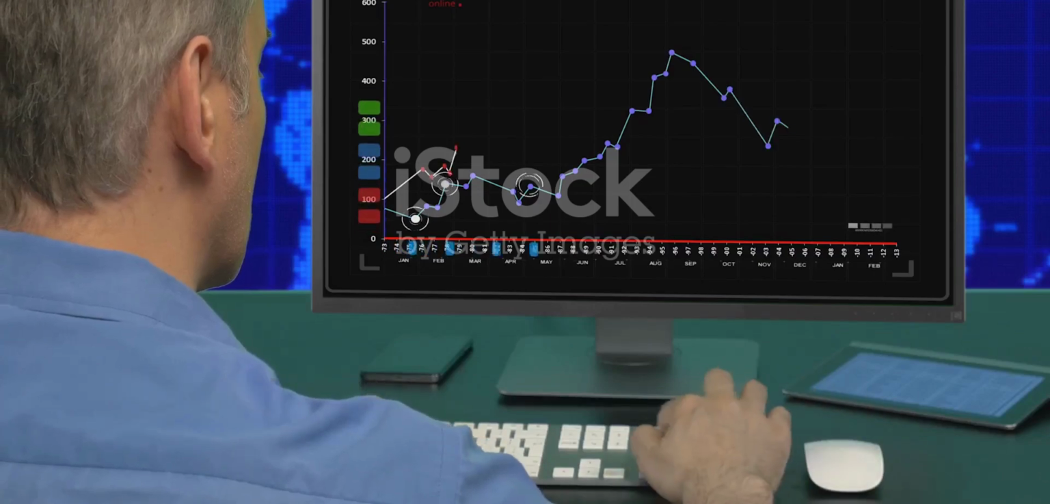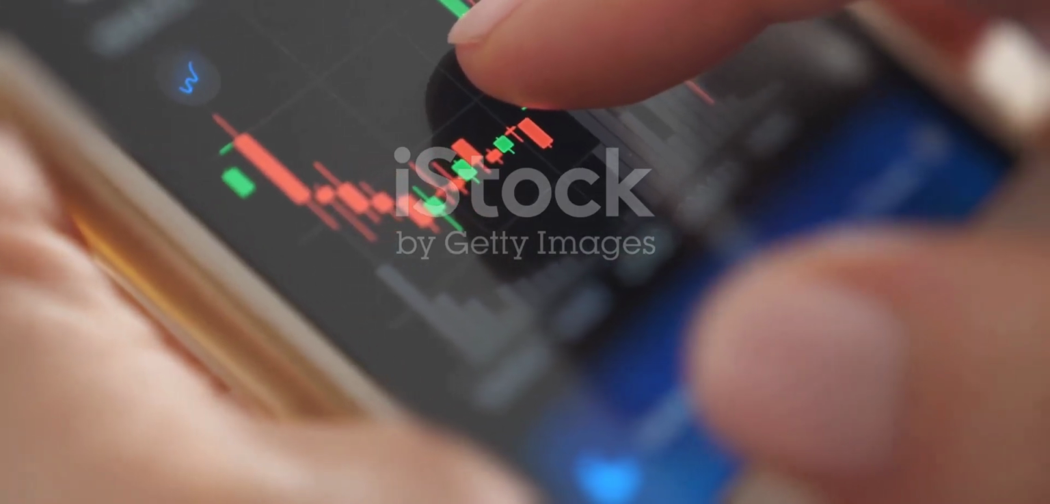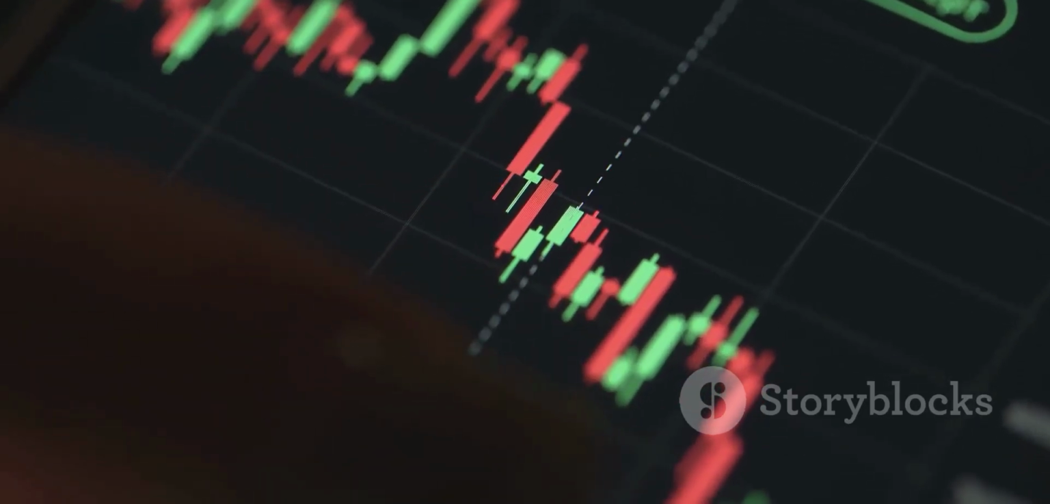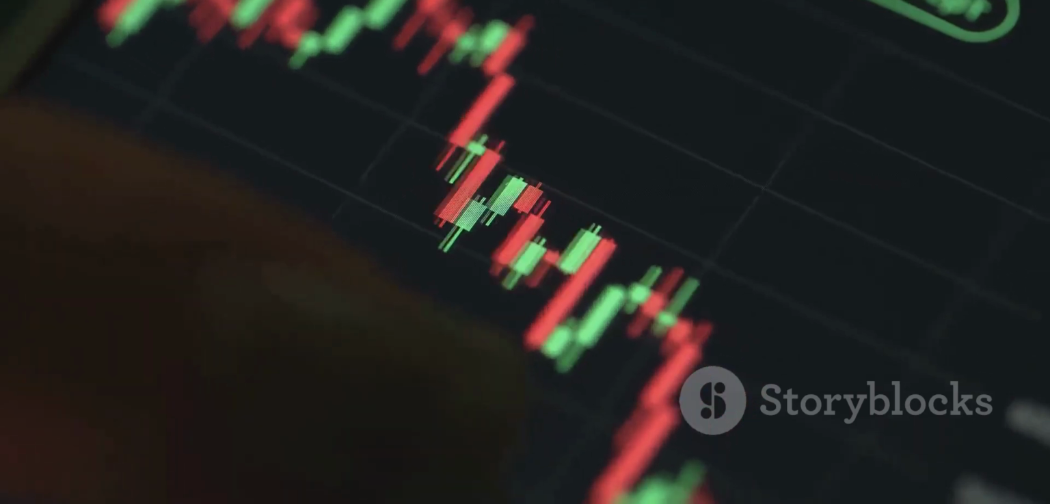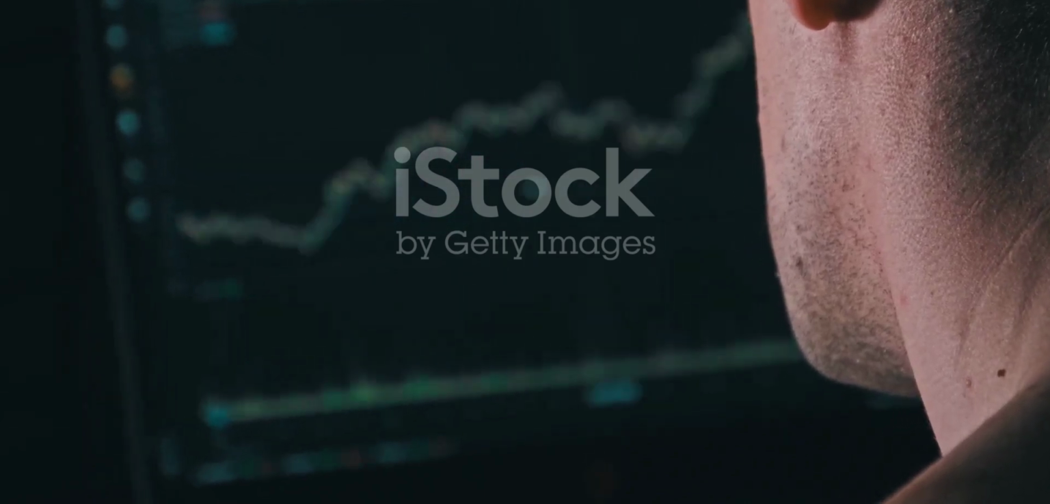One easy strategy for beginners is trend following. This means you trade in the same direction as the current price trend. Here's how it works. First, identify the trend. Is the price of your chosen asset generally going up, which is called an uptrend, or down, which is a downtrend? Look at the chart for the past few hours or days.